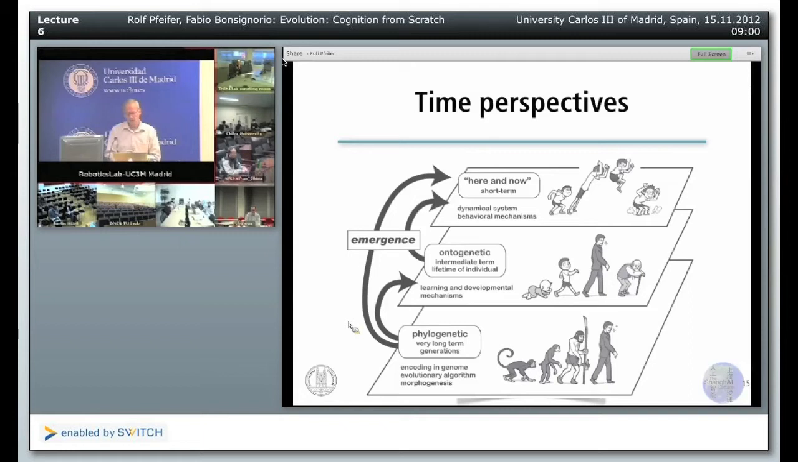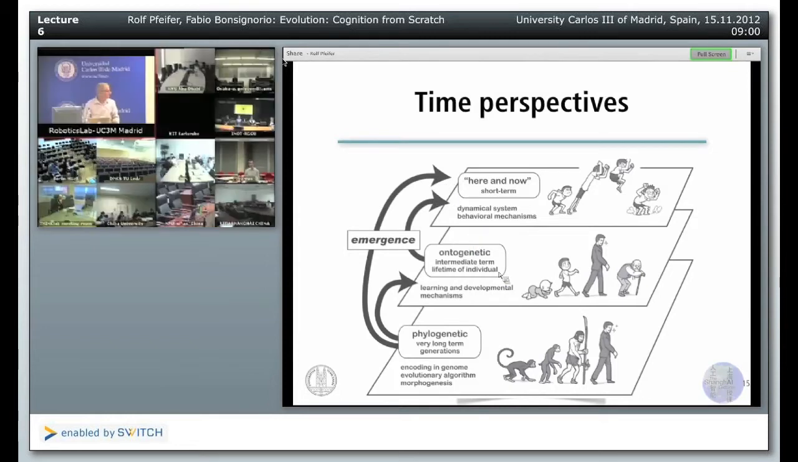One of the fundamental principles or issues is the time perspectives. Whenever we are interested in understanding or designing intelligent systems, we always have to focus on three time perspectives. There is one which is called the here and now, which is the actual mechanism. Basically, the way it works: we look at an insect, we look at the neural system and the wiring, and if there is some kind of stimulation, the insect will react in a particular way. That's the here and now perspective.